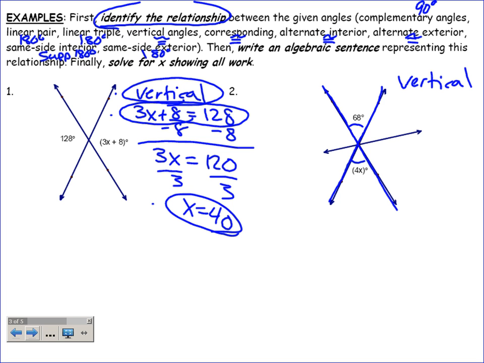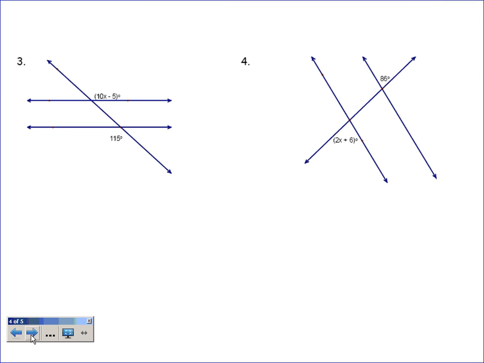Okay. The equation you'd set up is 4x equals 68 because things that are congruent are basically equal to each other. Divide both sides by 4. X would equal, is that 17? Like so. Are you guys okay with this? Okay, we're going to move on then.